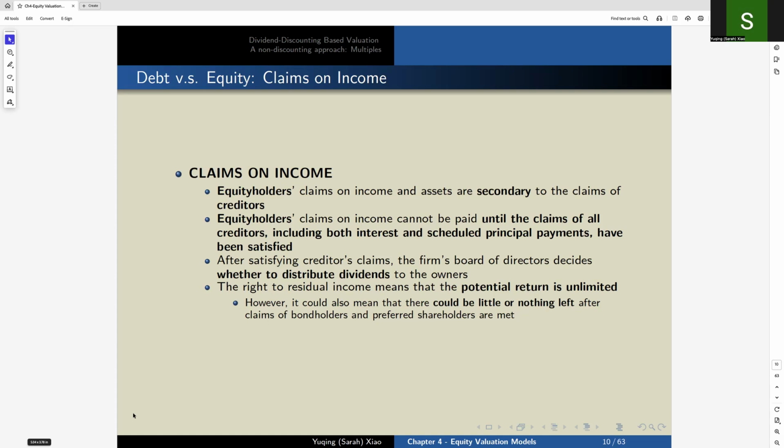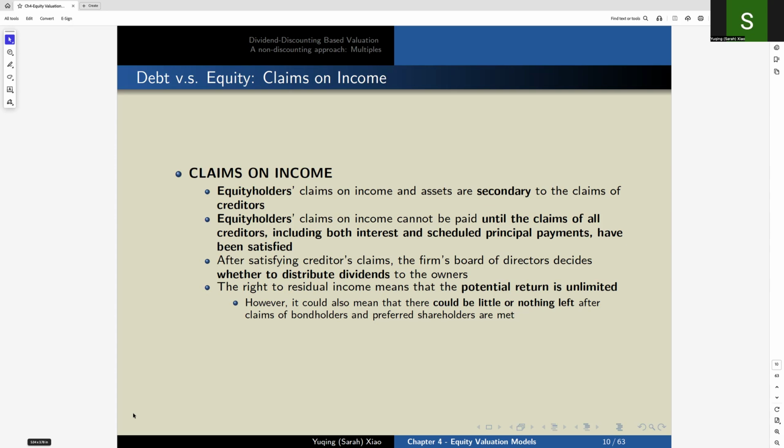Now let's look at claims on income. Equity holders are residual claimants. They get paid after all creditors have been satisfied. That means dividends are only paid once interest and the principal obligations have been met.